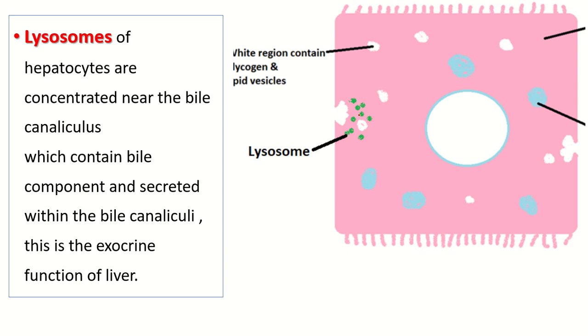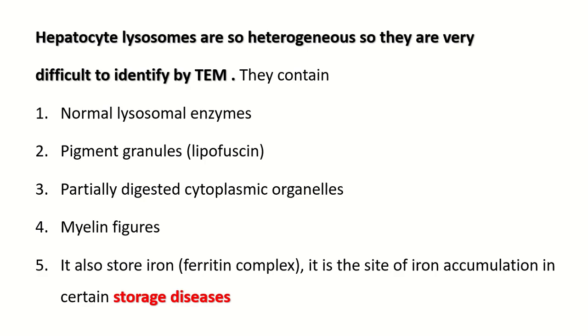More lysosomes are present near the bile canaliculi, which contain bile components and secrete them into the bile canaliculi, and this is the exocrine function of the hepatocyte. The hepatocyte lysosomes are so heterogeneous that they are very difficult to identify in transmission electron microscopy. They contain normal lysosomal enzymes, pigment granules, partially digested cytoplasmic organelles, and myelin figures. They also store iron. It is the site of iron accumulation in certain storage diseases.